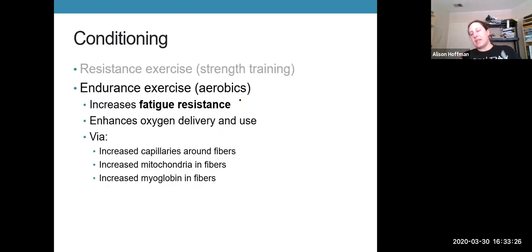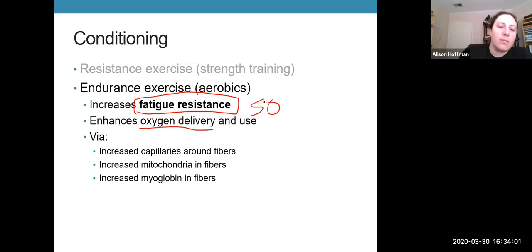Now, we can contrast that with endurance exercise. So we call this aerobics. And so when we do more aerobic exercise, we're increasing our resistance to fatigue. So this is not how you bulk up your muscles. You're not hypertrophying anything. What you're doing is encouraging your muscles to enhance oxygen delivery. Basically, you're telling your muscles, we need more fatigue resistance, so we need to support our slow oxidative fibers better.